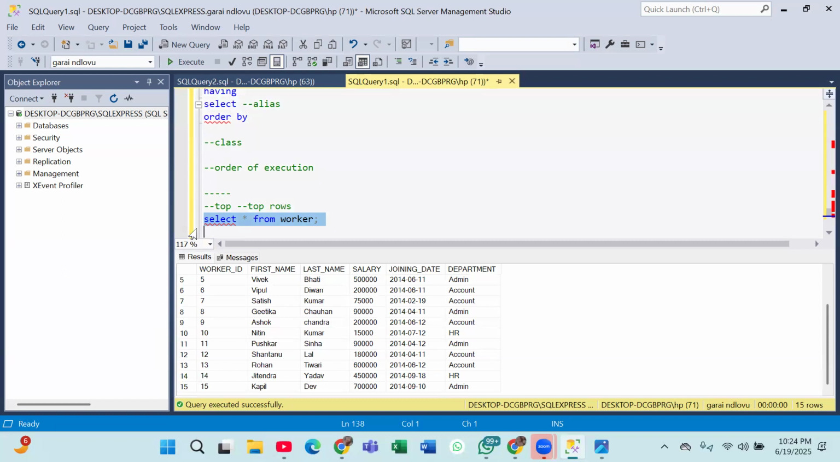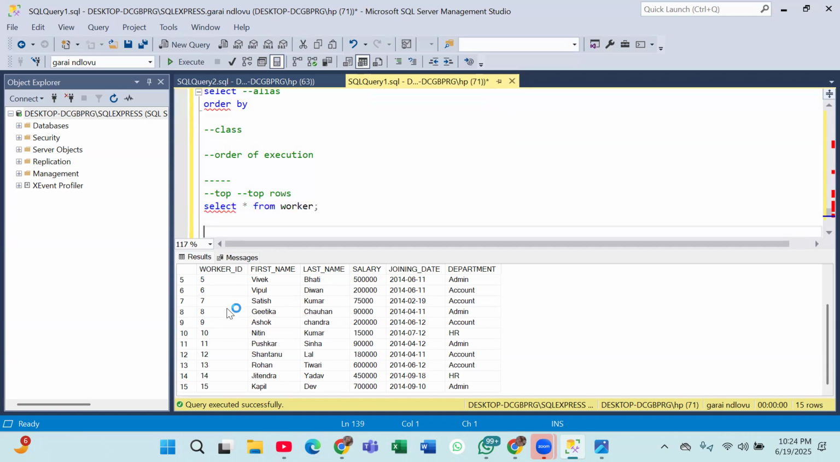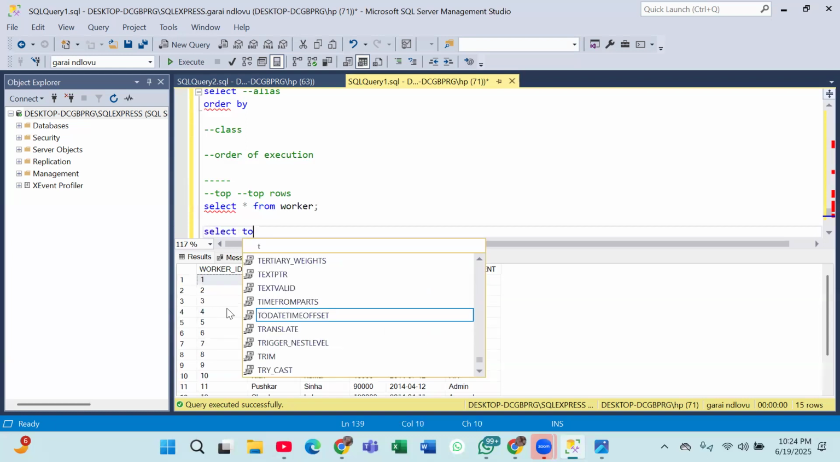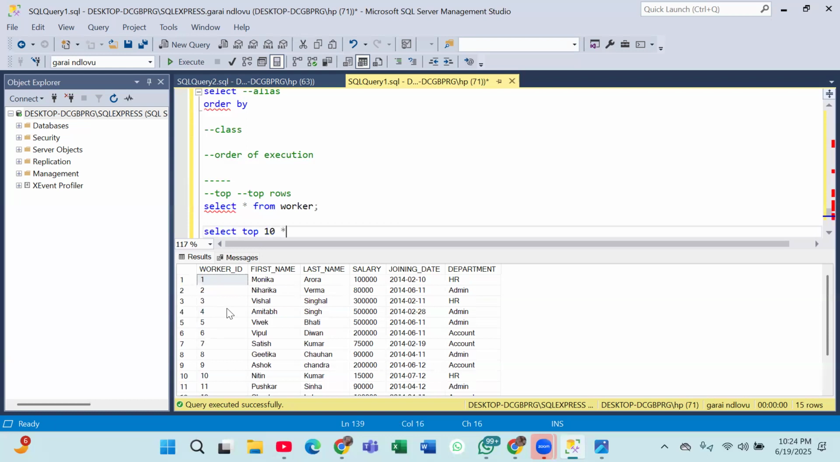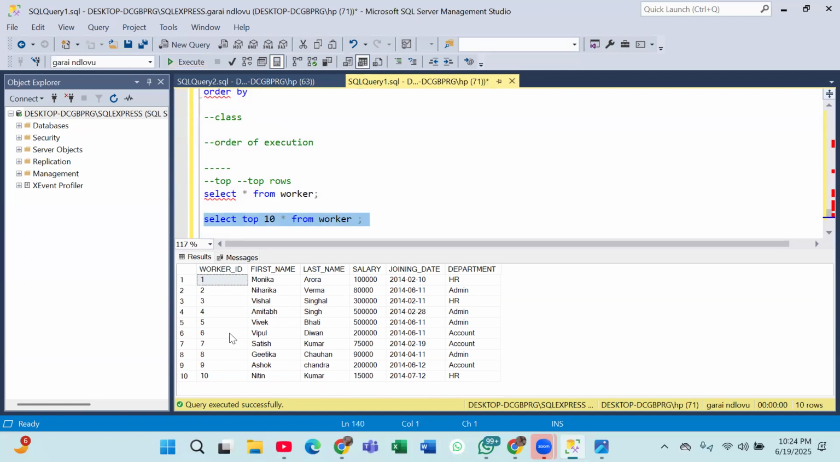So if you put star from worker table, then this query will take a lot of time to execute, right? Don't you think the same? So what we do, I want to see only my table, how my data will look like. So I can select top 10 or top 50 rows according to my choice. This will give you the starting 10 rows. If you want top 2, you can write top 2 here. If you want top 3, you can write top 3. It will give you the starting 10, 15, or whatever rows you have written.